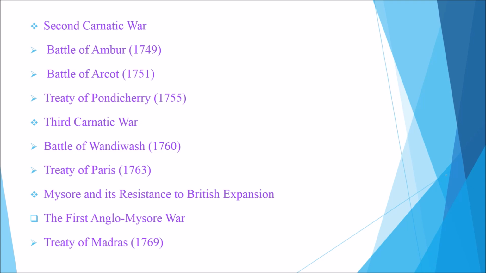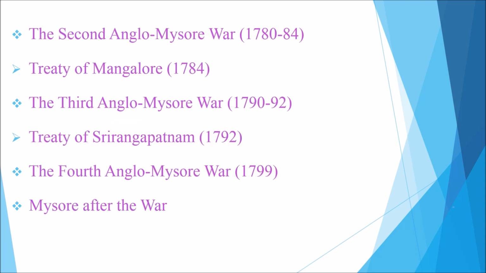Then we have the First Anglo-Mysore War. Under this, we have Treaty of Madras. Next, the Second Anglo-Mysore War. Under this, we have Treaty of Mangalore. Then, the Third Anglo-Mysore War. Under this, we have Treaty of Srirangapatnam. Next, the Fourth Anglo-Mysore War. Then, Mysore after the war.